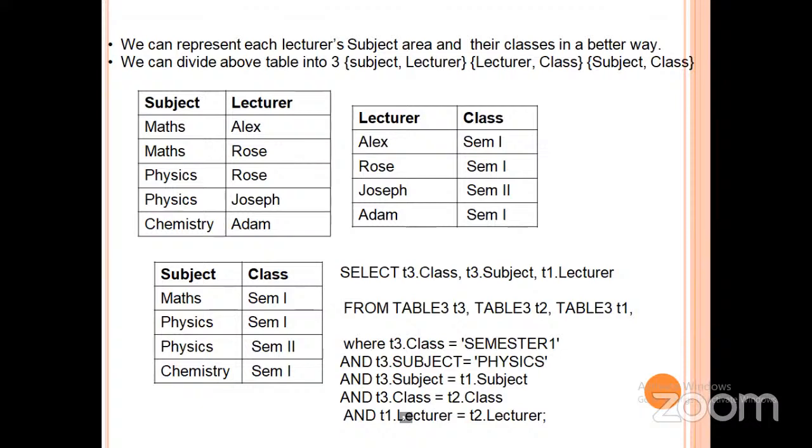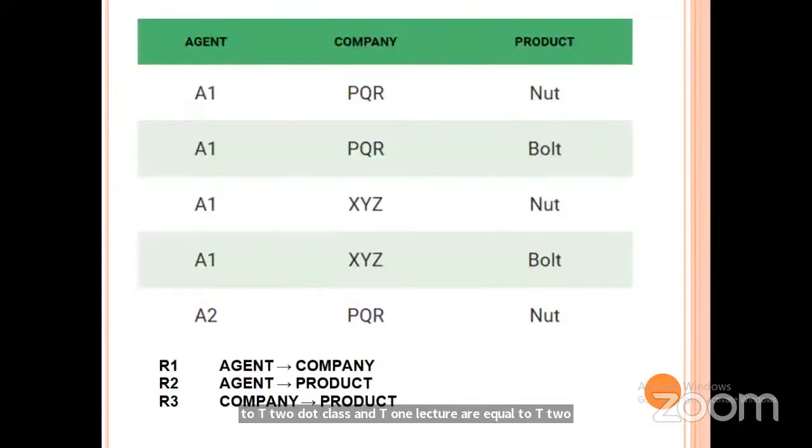Select T3.class, T3.subject, T1.lecturer, so that we'll get the tuple of the first one. From which tables? Table 3, Table 2, Table 1, where T3.class equals Semester 1, T3.subject equals Physics, and T3.class equals T2.class and T1.lecturer equals T2.lecturer. Now we can make this also with agent, company, product: agent company, company product, agent product. So these are the five normal forms.